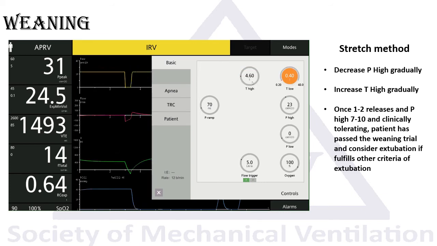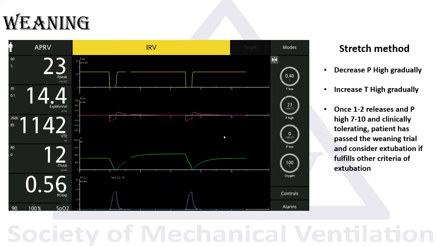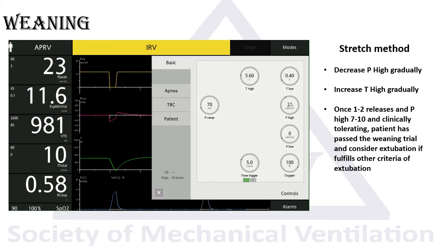We're going to reduce the release rate. So instead of making it, for example, 12, we'll increase the T high, for example, to 5.6, and we decrease the pressure high. And now we'll watch the patient. Again, the patient's still doing good. We'll further start coming down on the pressure high again gradually.